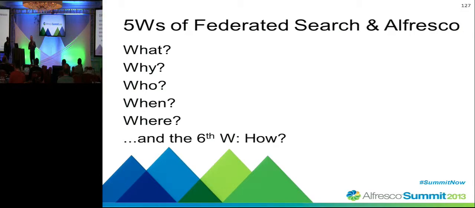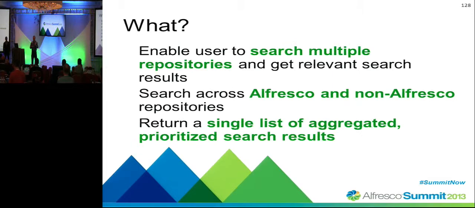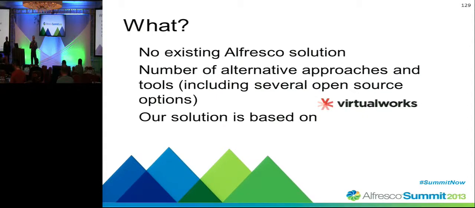So what is federated search? Federated search really is the ability, in our case, to search across multiple Alfresco repositories. But beyond that, Alfresco and non-Alfresco, I think we all know content lives in many different places. But really, it returns a result set in a single form, prioritized and aggregated, to make it useful.